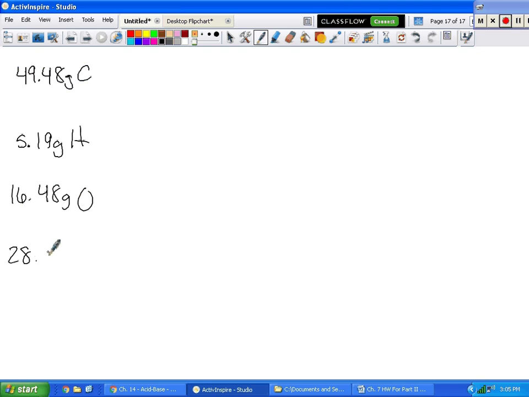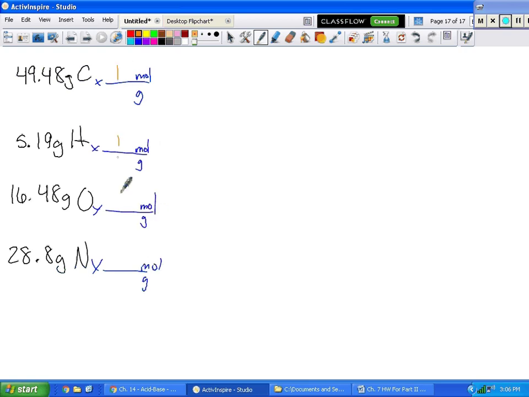Okay. Now, we got grams. What do we do next? Convert it to moles. Now, I'm just going to do it short and quick. So we've got grams into moles, grams into moles, grams into moles, and grams into moles. All the moles are what? 1. Carbon is 12.01, hydrogen is 1.01, oxygen is 16, and nitrogen is 14.01.